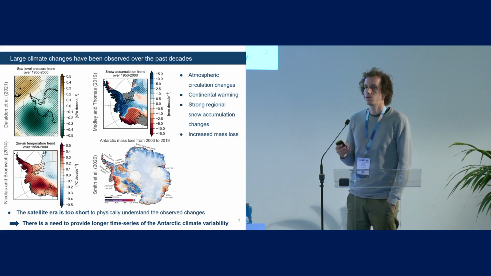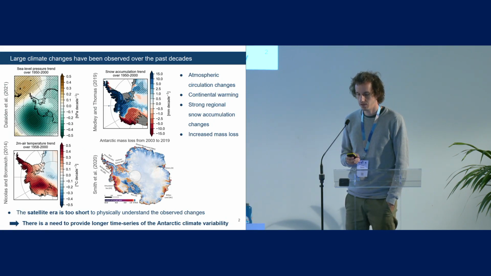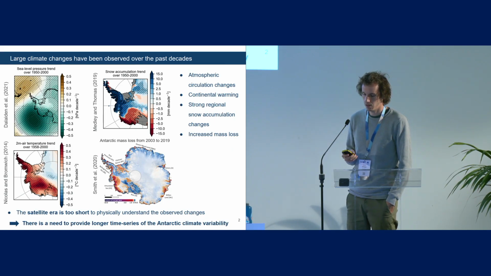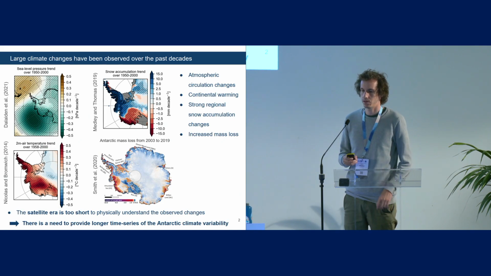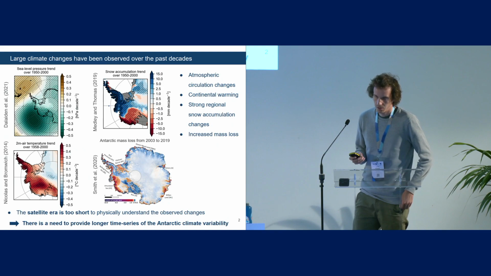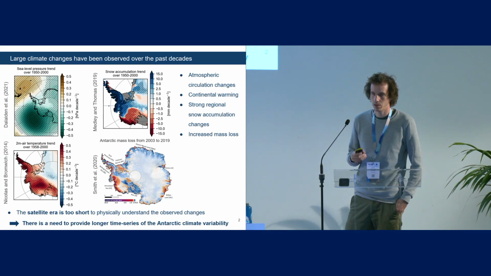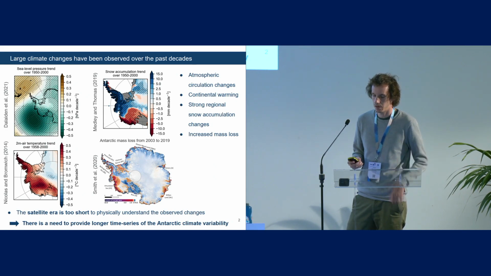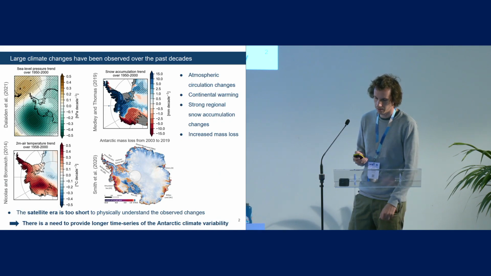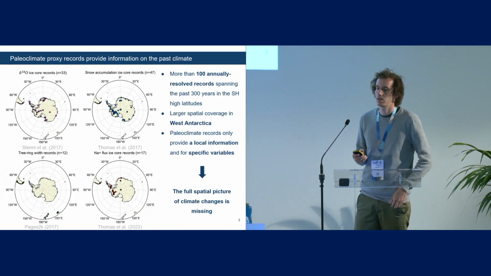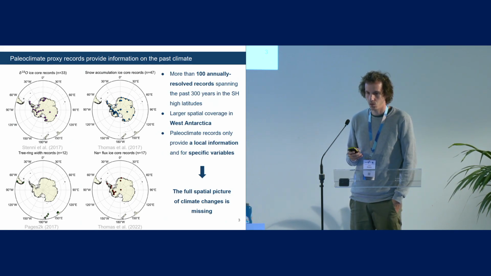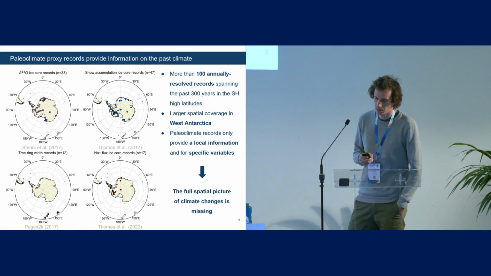And to really understand what is the driver of this mechanism, we can rely on instrumental observation, but it's generally too short to really understand the mechanism at the roots. So we need to provide long-term time series to place these recent changes of the satellite era in a longer time context. And so for that, we need to rely on indirect observation of environmental changes, which are the paleoclimate records. In polar region, this is mainly ice core records.